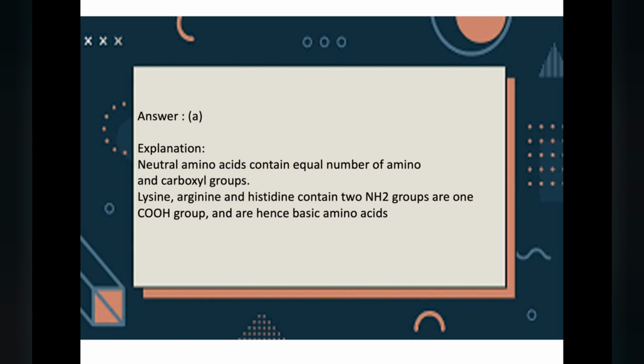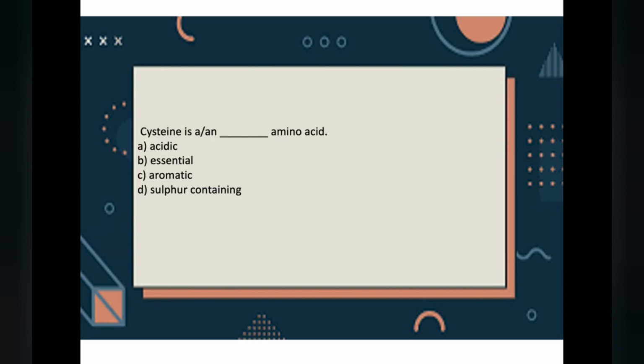The explanation for that is that neutral amino acids normally have an equal number of amino and carboxyl groups. Whereas histidine, arginine and lysine all contain two NH2 groups and one COOH group, that is the carboxylic acid group, and hence these are all basic amino acids. The next one: cysteine is a dash amino acid, whether it is acidic, essential, aromatic, or sulfur containing.